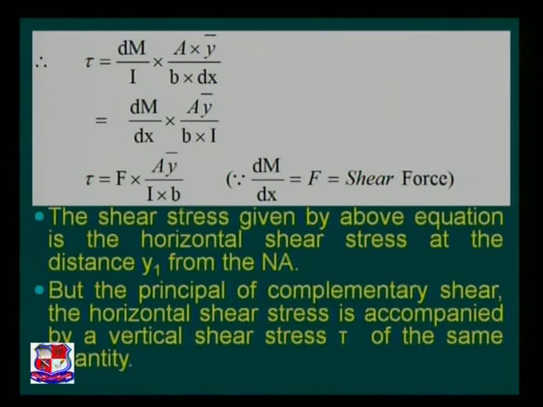So we have an equation, tau is equal to F A y bar by I b, and we have to use these basic fundamental equations from the preceding sections. The shear stress given by the above equation is the horizontal shear stress at the distance y1 from the neutral axis, but by the principle of complementary shear, the horizontal shear stress is accompanied by a vertical shear stress tau of the same quantity.